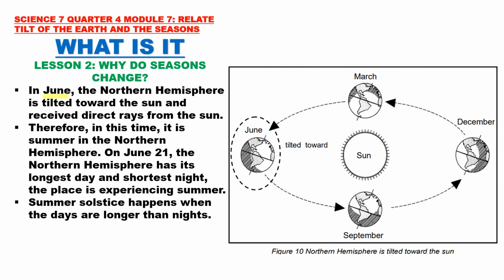In June, the northern hemisphere is tilted toward the Sun and receives direct rays from the Sun. Therefore, during this time, it is summer in the northern hemisphere. On June 21, the northern hemisphere has its longest day and shortest night. The place is experiencing summer. Summer solstice happens when the days are longer than nights.